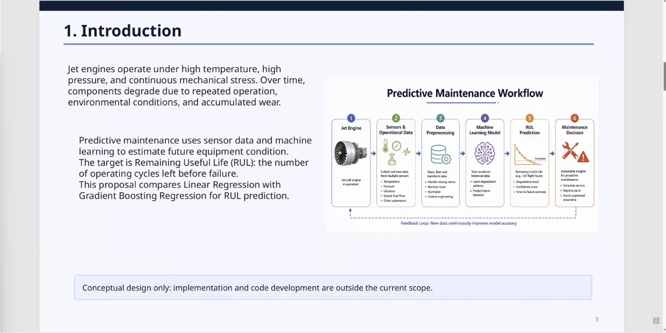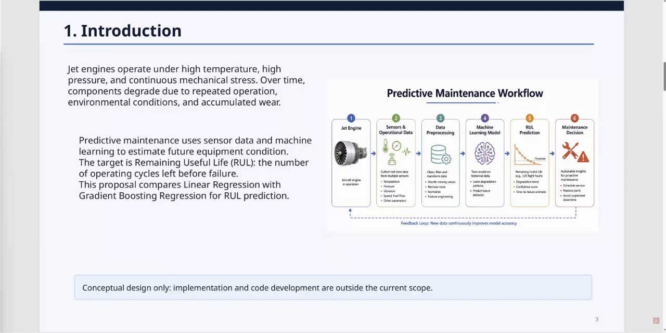Traditional maintenance usually follows fixed schedules or manual inspections. While these methods are useful, they don't always show the real condition of each engine. Some engines may need maintenance earlier than planned, while others may still be in good shape. This shows the need for a more data-driven approach.